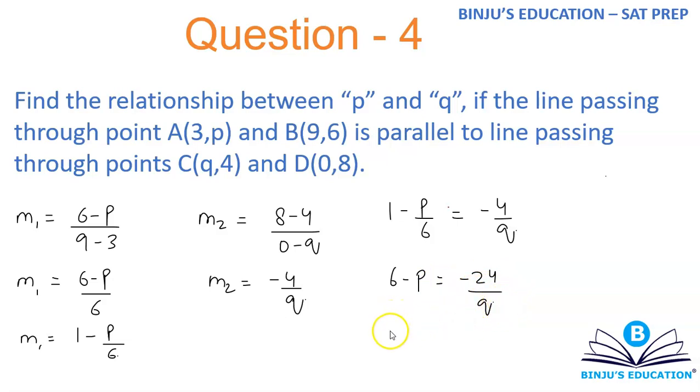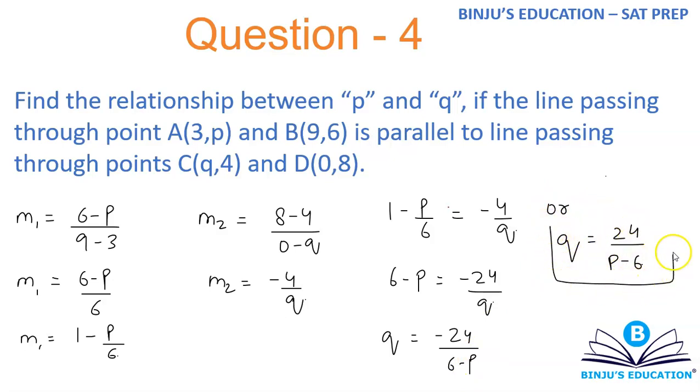Or I can also write that Q is equal to minus 24 divided by 6 minus P, or you can write Q is equal to 24 divided by P minus 6. So this is what you can make of the relationship. It actually depends upon in which form the answer option is given to you, but you can go further than this also.